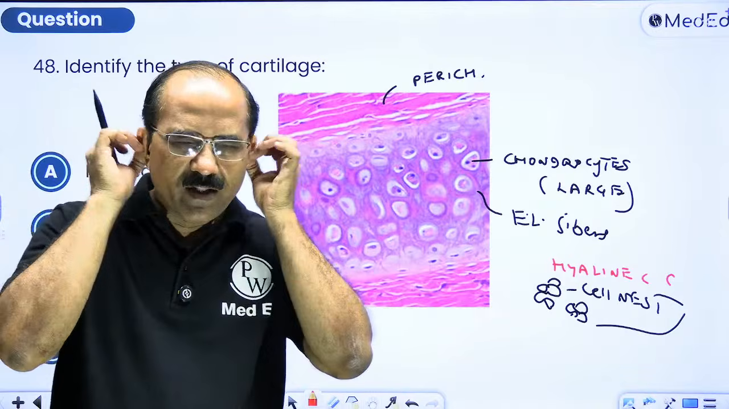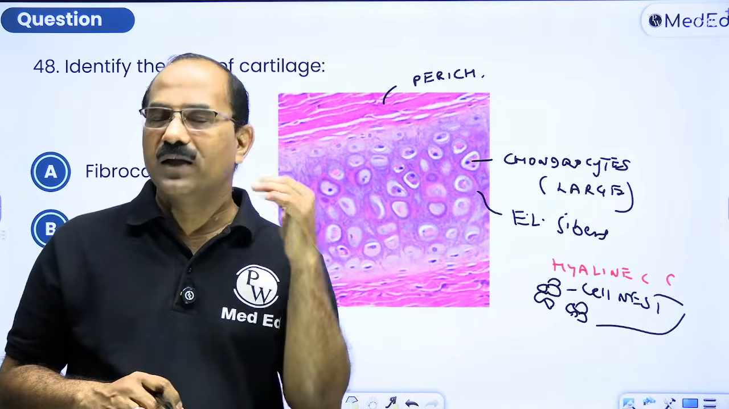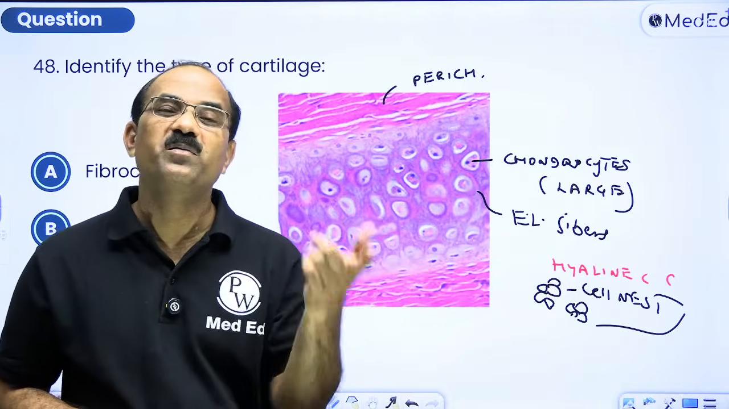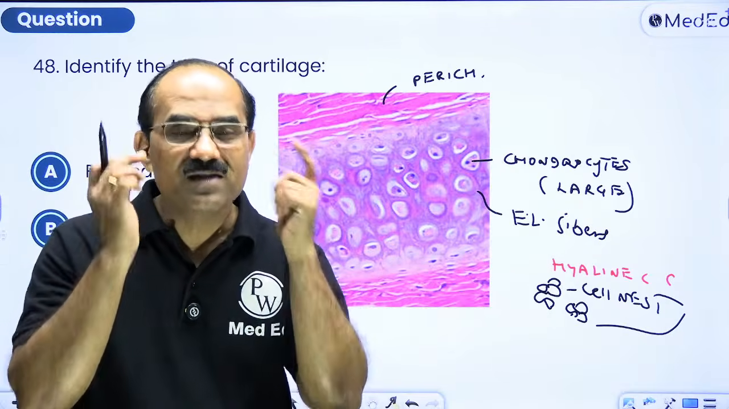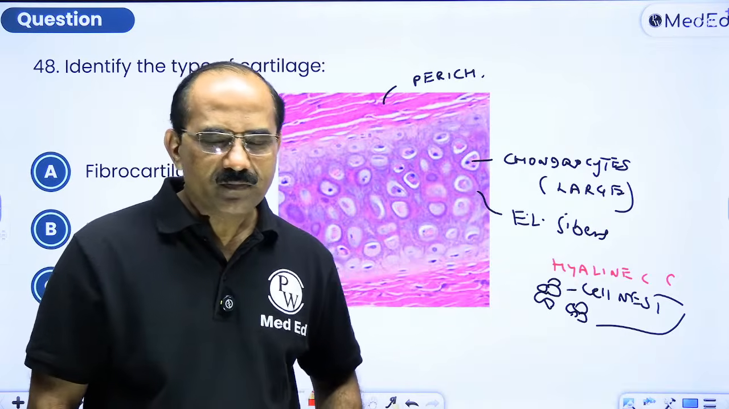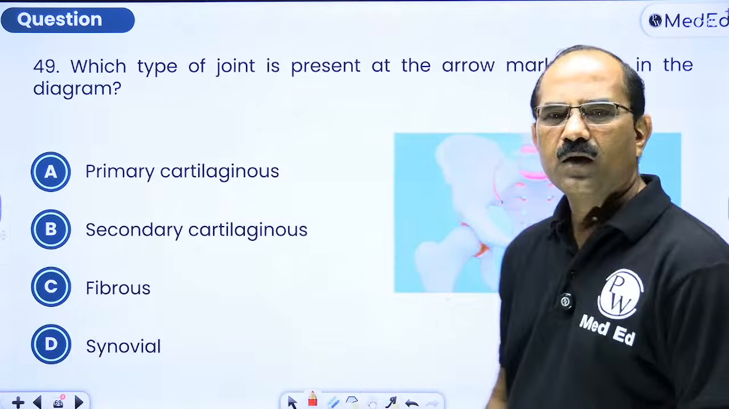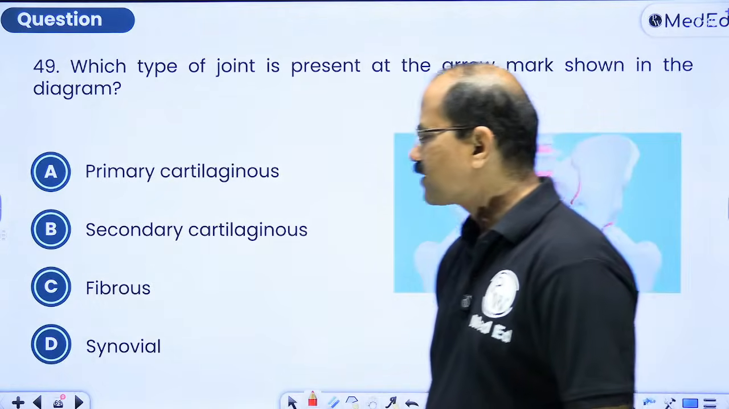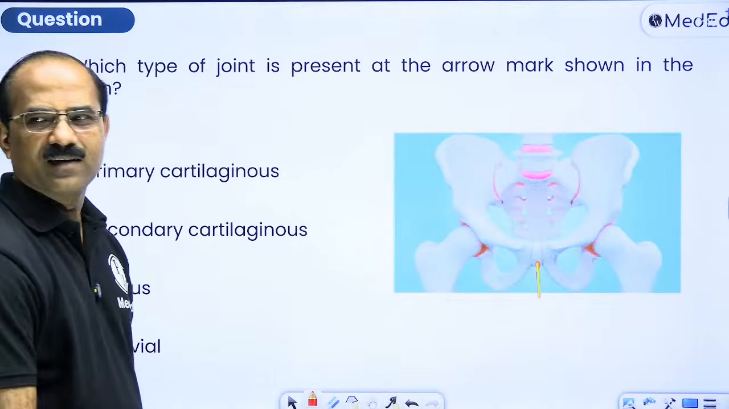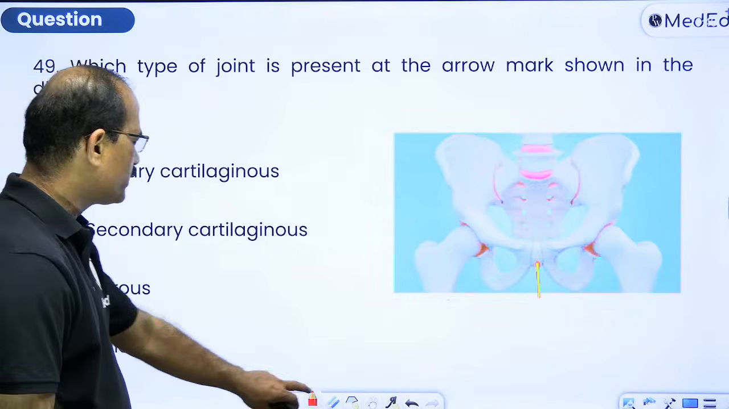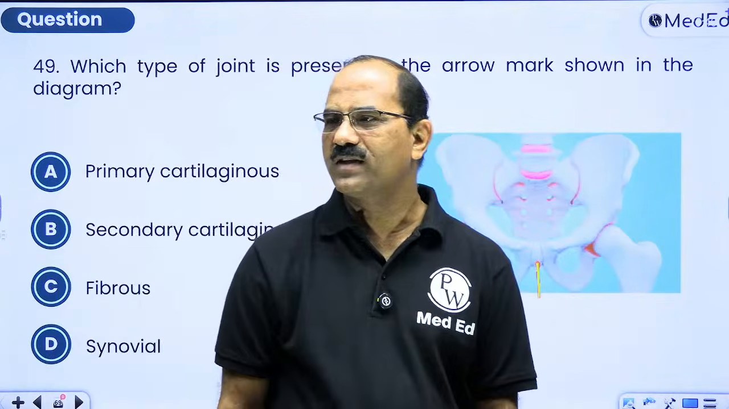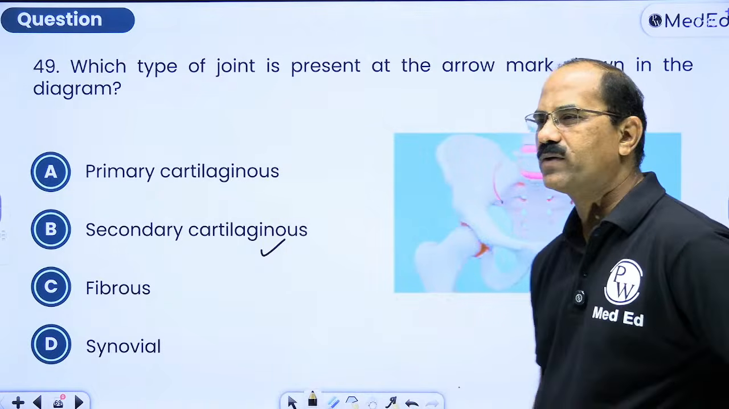Example of elastic cartilage: pinna, epiglottis. Example of hyaline cartilage: thyroid, cricoid. Example of white fibrocartilage: pubic symphysis, menisci, articular disc. ठीक है? Easy. Which type of joint is present at the arrow mark structure? बोल सकते हो बच्चों? What is this? This is the pubic symphysis. हाँ. Pubic symphysis is what type of joint? It's the secondary cartilaginous joint. Pubic symphysis is a secondary cartilaginous joint.